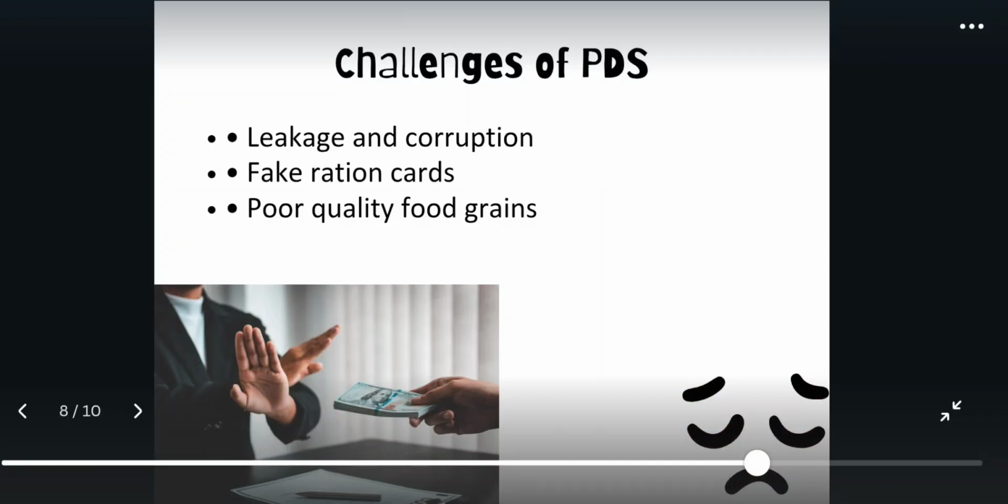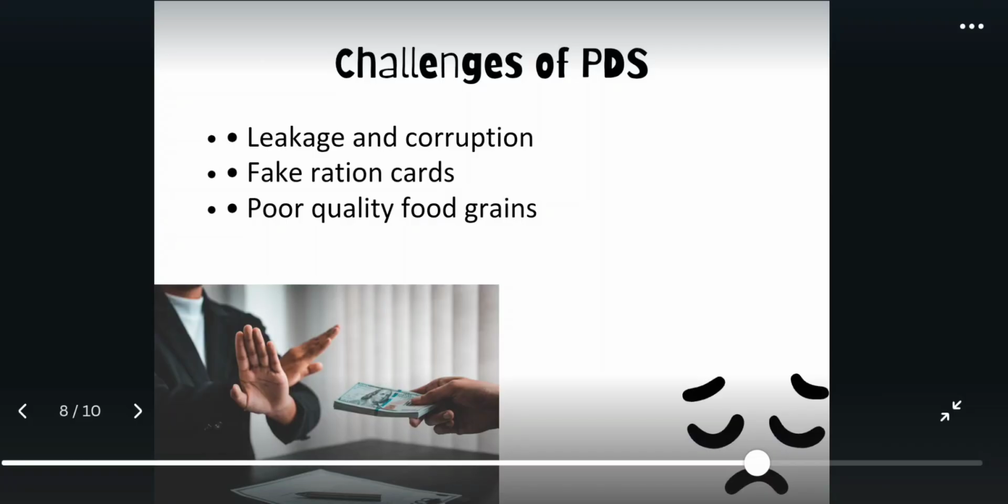Challenges of PDS: leakage and corruption in the system. Then fake ration cards are used by undeserving people. So some people, they are not eligible for this. They are well to do, or they can earn enough, but still they make fake ration cards and try to get this food grains or whatever supplies are given, and poor quality food grains.